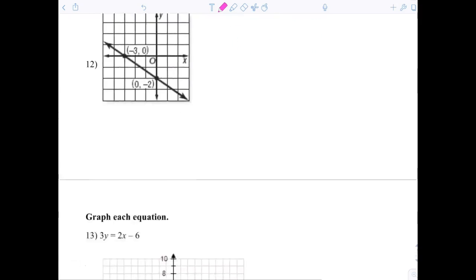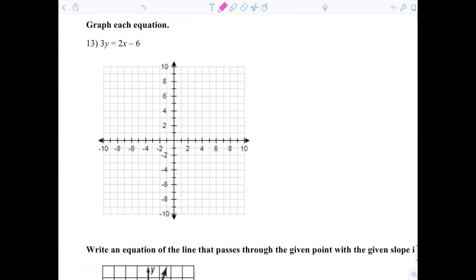All right, let's see what number 13 says. Now to graph 13, what do I have to do first? I have to get it into y equals mx plus b. So I have to divide everything through by what? 3. Thank you. Y equals 2/3 x minus 2.